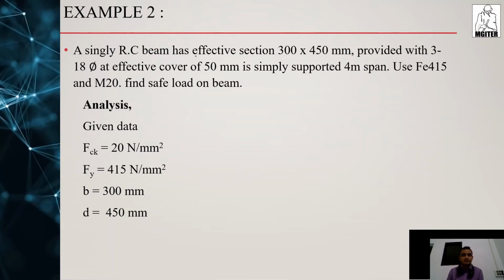In the second example, we have an effective section of 300 by 450 mm, provided with 3 numbers of 80 mm diameter bars. Effective cover is 50 mm, simply supported, 4 meter span, and the grade of steel is Fe415 and M20. Find out the safe load on the beam. What we have to find out is the safe load on the beam.